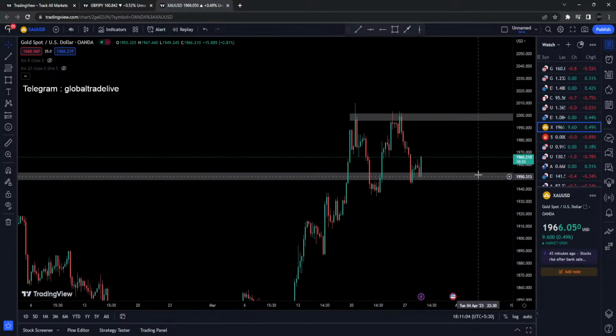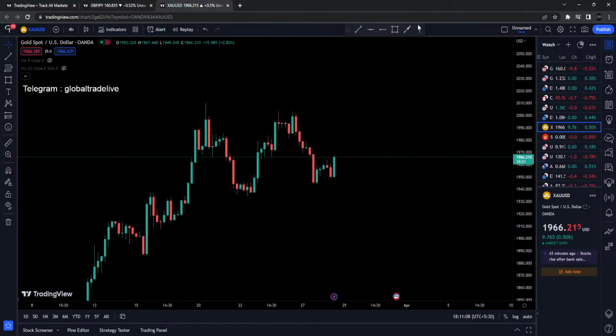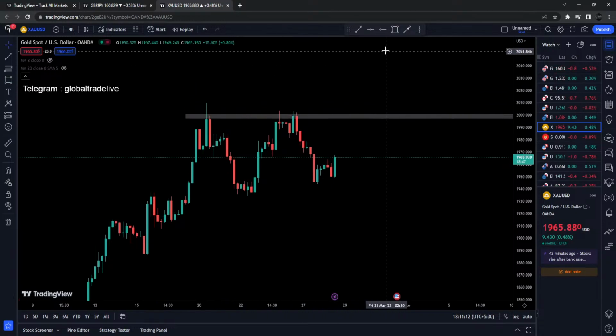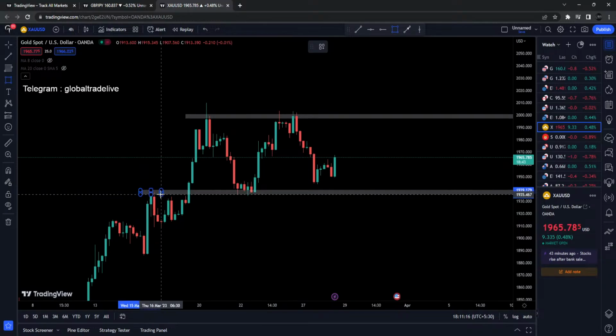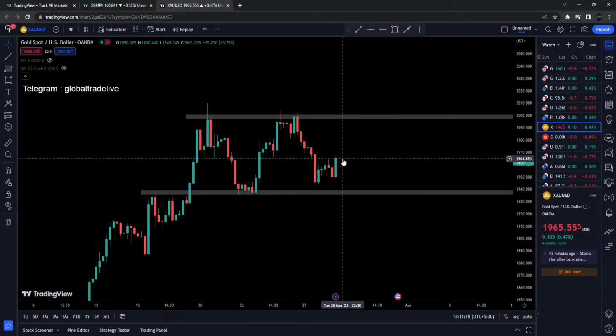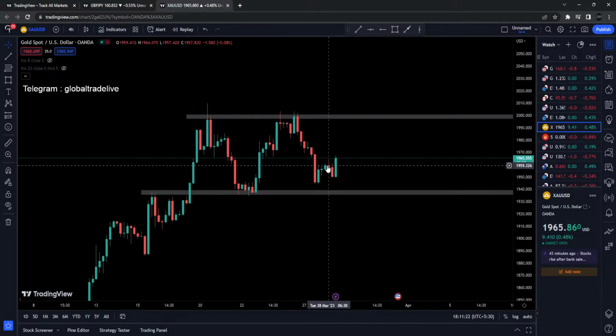Okay, so let's just do one thing. Let's just remove this and let's just redraw the levels. So the market was moving up and down inside these zones. There was a support, there was a resistance over here, then market just went down, then created a support. After that it created a resistance, then it broke the resistance over here, and now 18 minutes left for the current 4-hour candle to close.